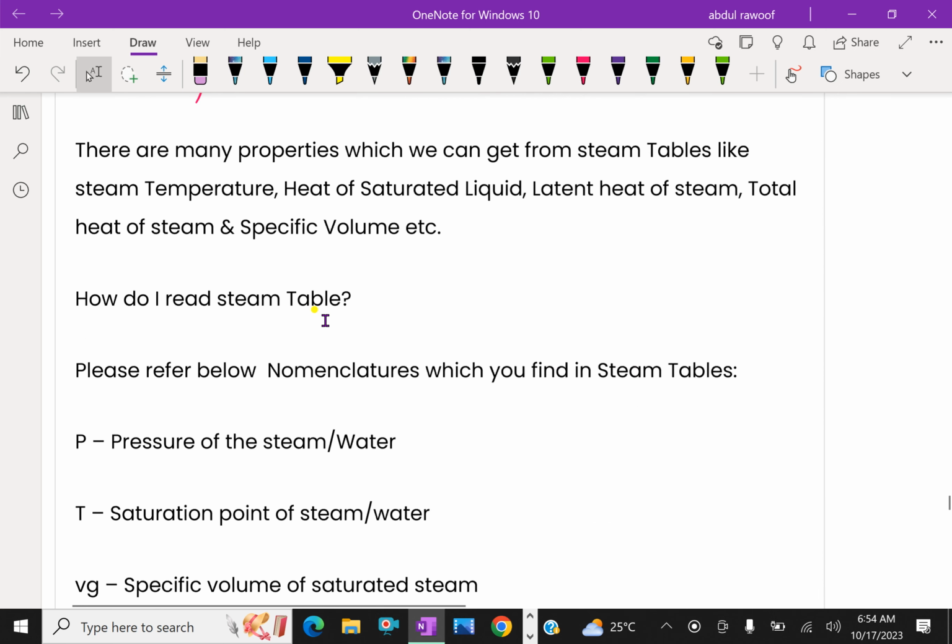There are many properties which we can get from a steam table, like steam temperature, heat of saturated liquid, latent heat of steam, total heat of steam, and specific volume, etc. We can find them in a single table.